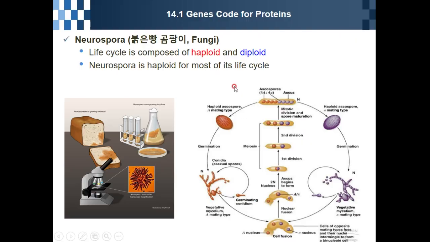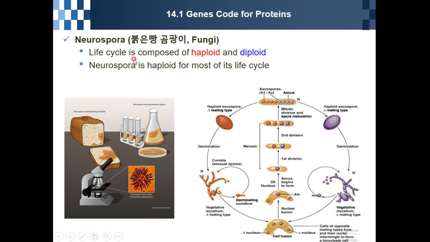Okay, first our subject is gene codes for proteins. First of all, we have to learn to understand this experiment. We have to learn the life cycle of Neurospora. So in Korean, we call it 붉은 빵 곰팡이. So this is a species of fungi.